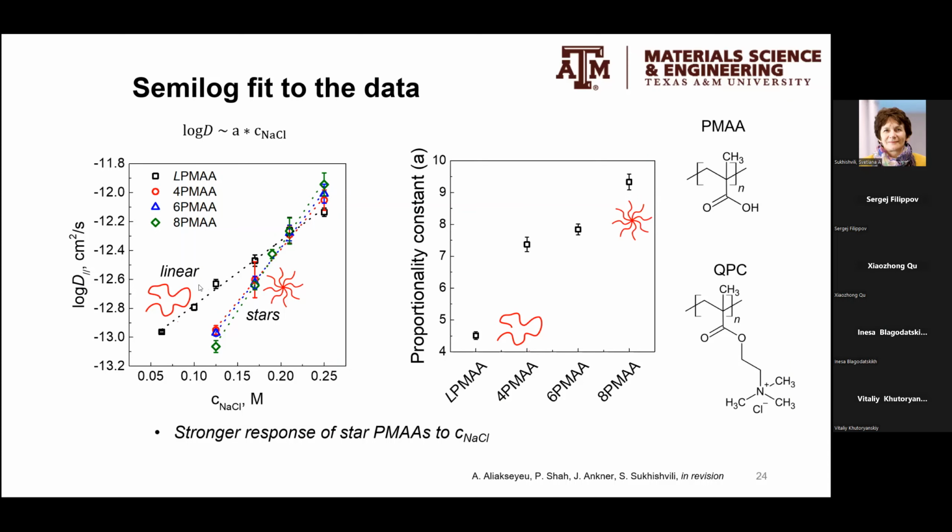You see that the slope of this dependence is much higher for stars, right? The linear assemblies respond more sluggishly to salt. This again reflects a completely different mechanism of star diffusion versus linear diffusion. And you can see that even when you switch from 2 to 4 arms in the polymer chain, you already see a very significant difference in the diffusion and its dependence on salt.